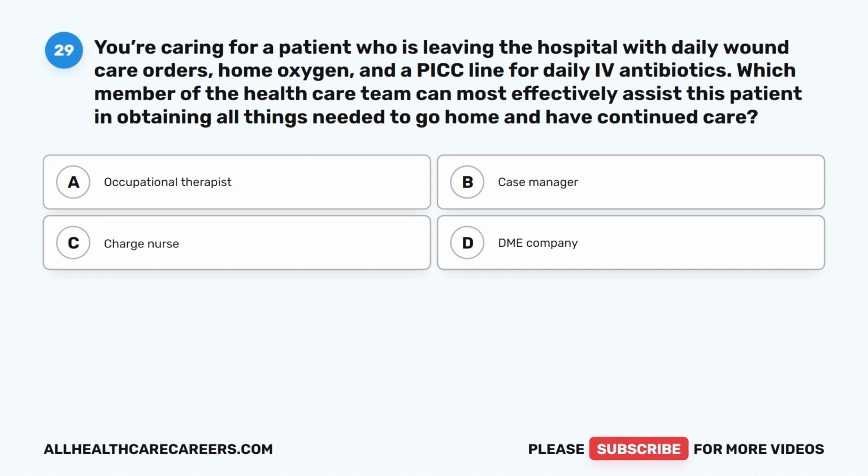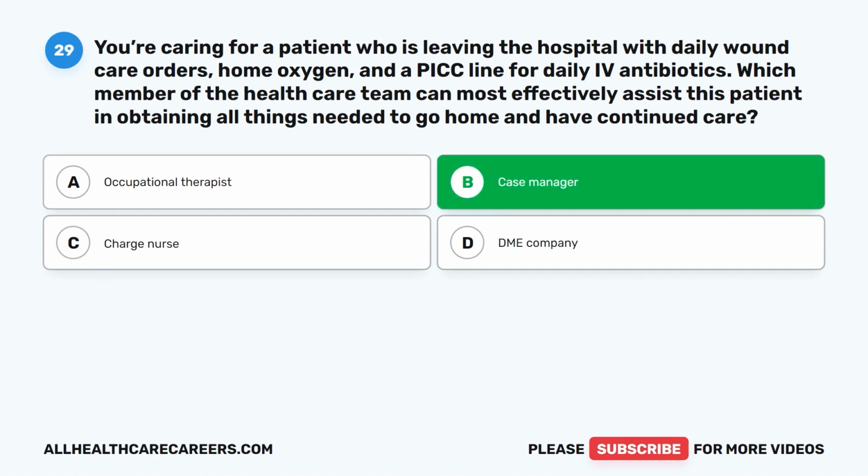Question 29. You're caring for a patient who is leaving the hospital with daily wound care orders, home oxygen, and a PICC line for daily IV antibiotics. Which member of the healthcare team can most effectively assist this patient in obtaining all things needed to go home and have continued care? A. Occupational therapist. B. Case manager. C. Charge nurse. D. DME company. The correct answer is B.